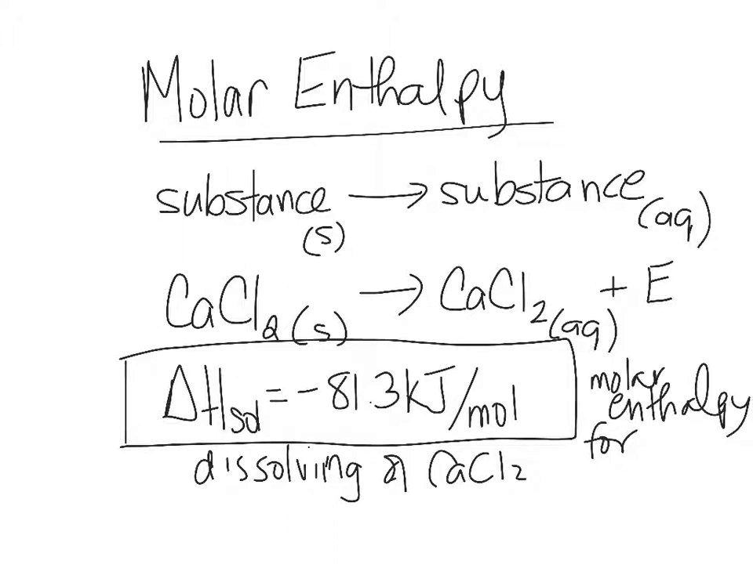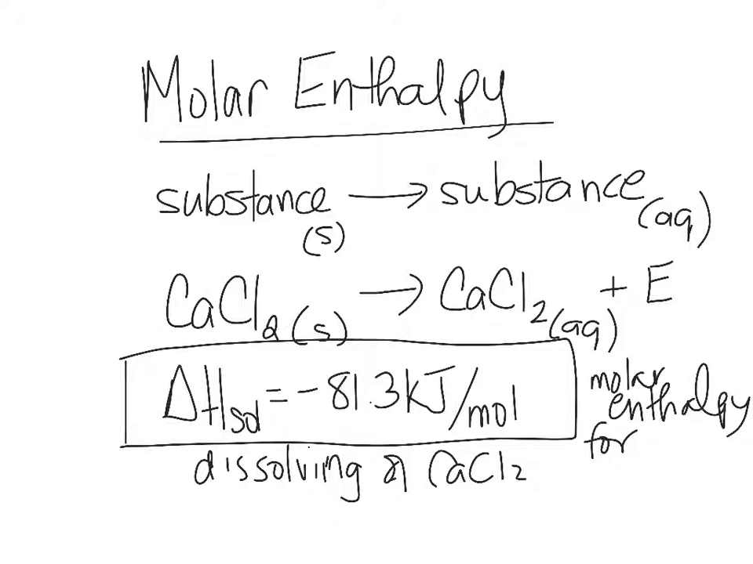We're going to get into how we represent this thermochemical data this week. But this amount of energy will be placed two different ways for a thermochemical equation. Right now this is a chemical equation because there's no quantity in there. But for every mole of calcium chloride that you dissolve, you will get 81.3 kilojoules.